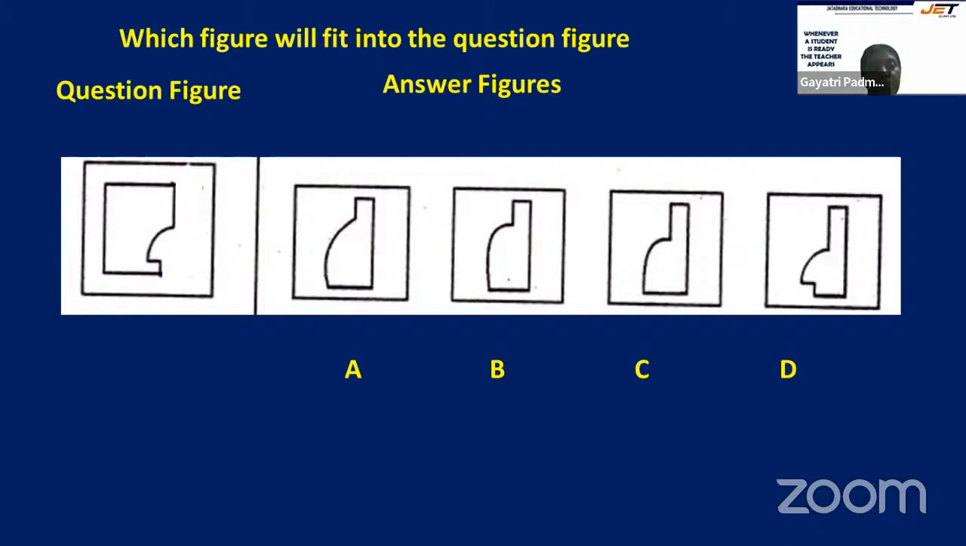So your question figure is clear. For your answer figure, you have four options. This should make a proper square. Is it A, is it B, is it C, or is it D?